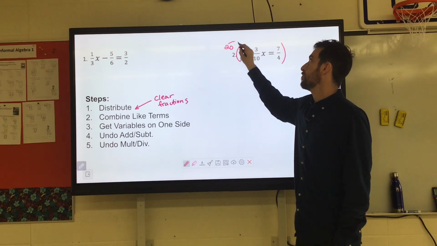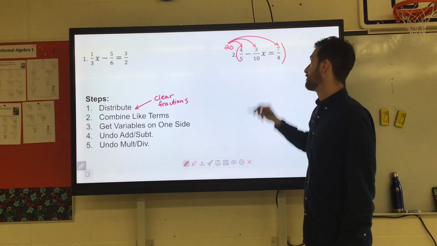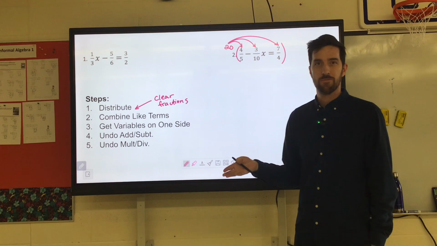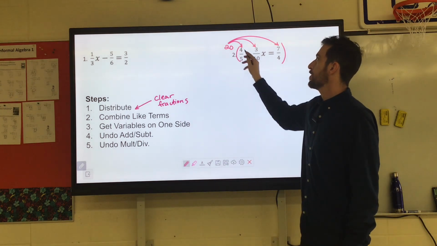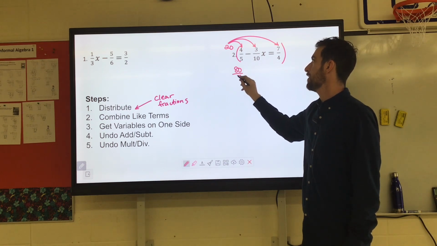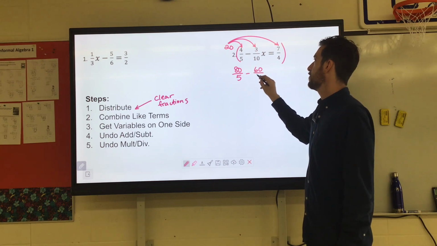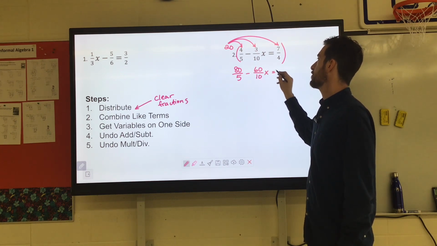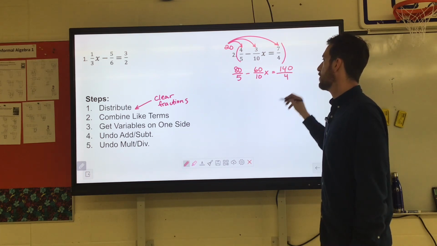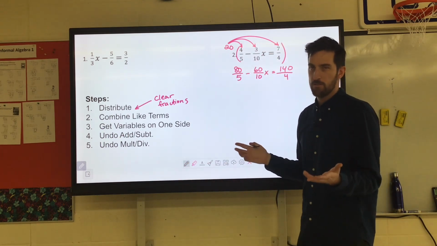Now remember, this gets multiplied in all of our numerators. So we're going to do all the even ones together, and then you're going to do the odd ones on your own. So if we're multiplying 20 in the numerator, 20 times 4 is 80. So we have 80 over 5 minus 20 times 3 is 60 over 10x equals 20 times 7 is 140 divided by 4. Now we're going to divide these, and it's going to work out to no fraction at all. It's just a whole number.